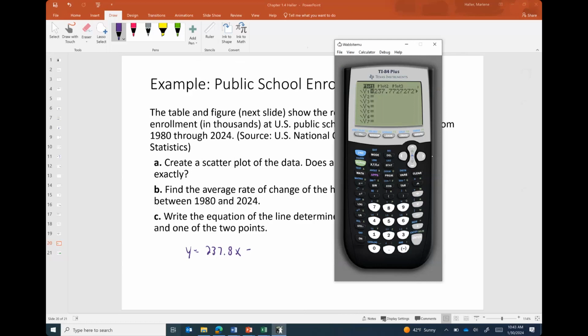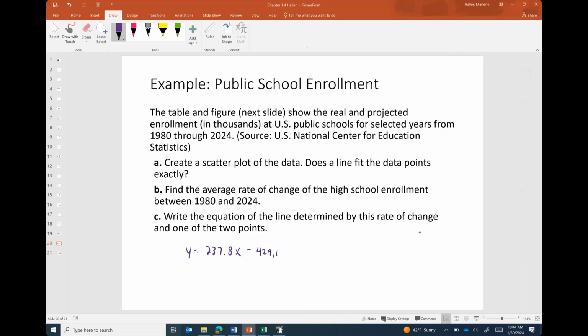My arrowing is moving slowly. Let's try that again. Nope, I went up too far. It was negative. Here, I know it's easier to look at here. Stat, calc, linreg. There it is. Okay. Go down to calculate, and it's also going to tell me what it is. There, negative 429,139. There's the equation of that line.